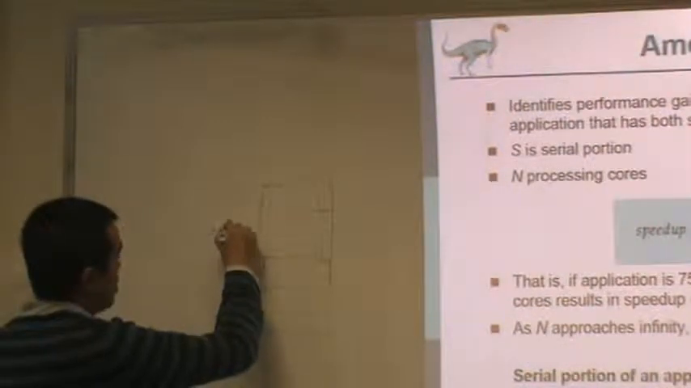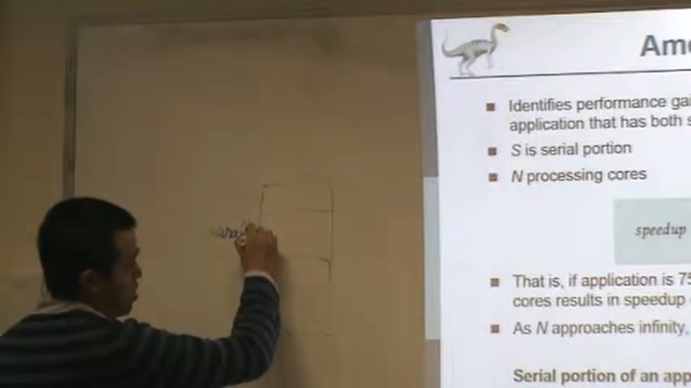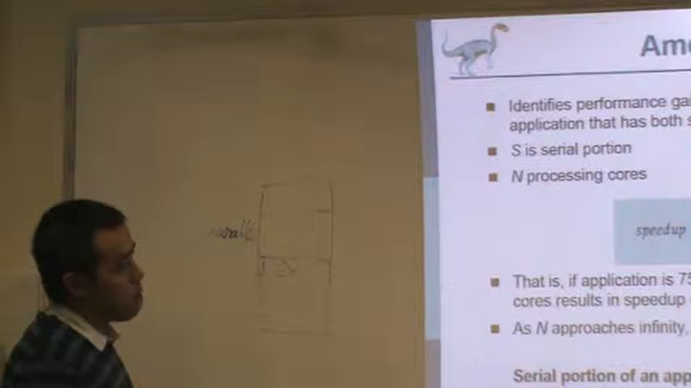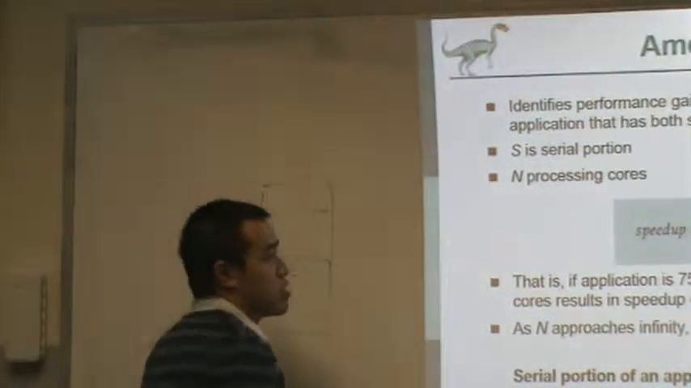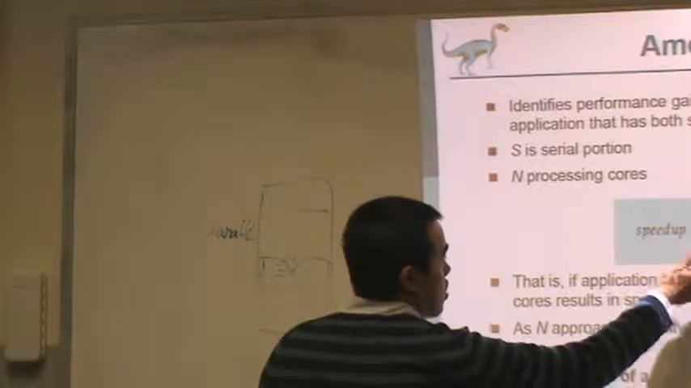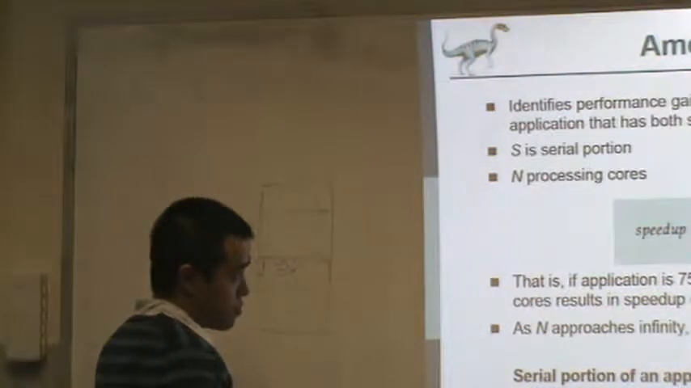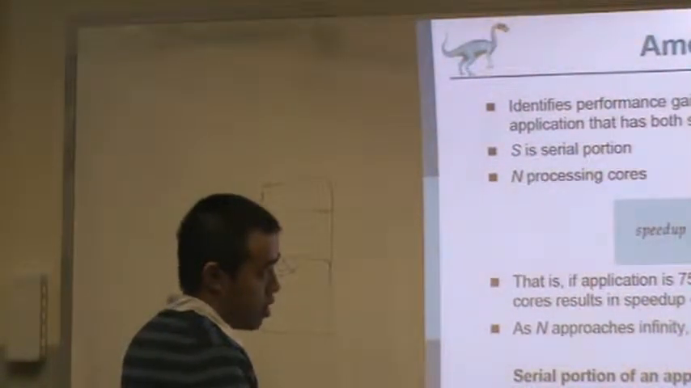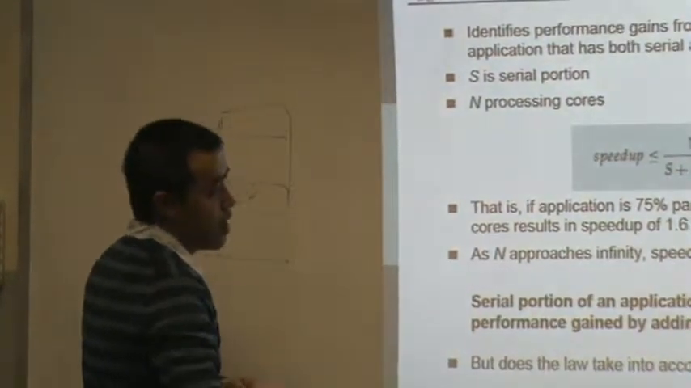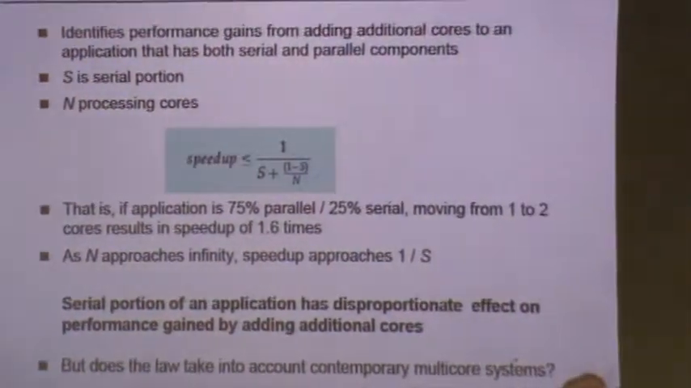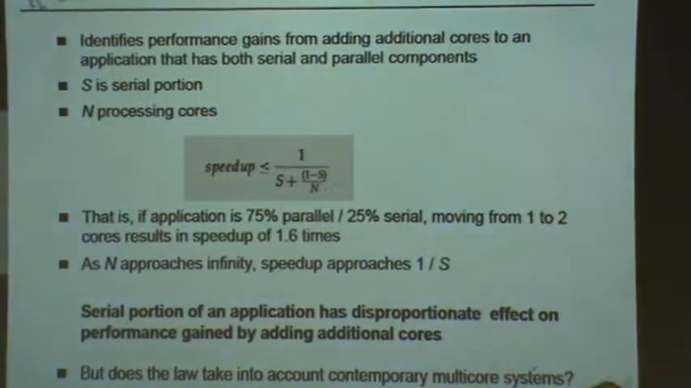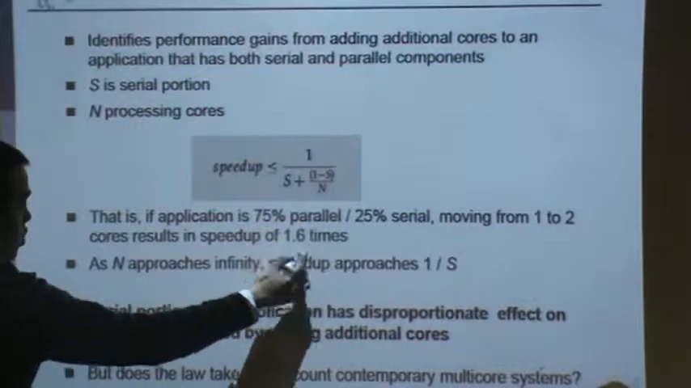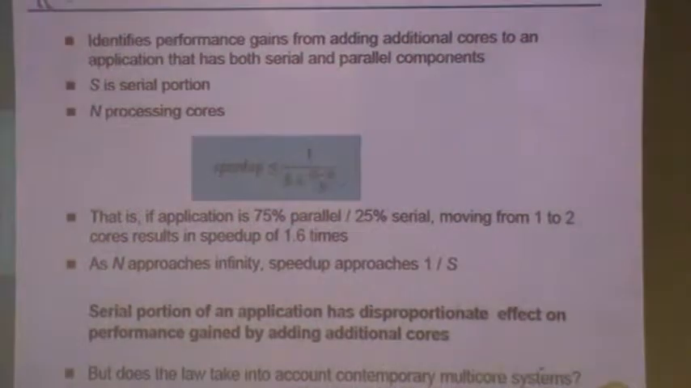So there is some part of your code that, when you run it, is serial, sequentially executed one by one. So in this equation, you will see the speedup is limited by this part. We can calculate it. If the serial portion of your program is 25% and the parallel part is 75%, compared to using one core, if I use two cores, I can get 1.6 times faster than using one core.